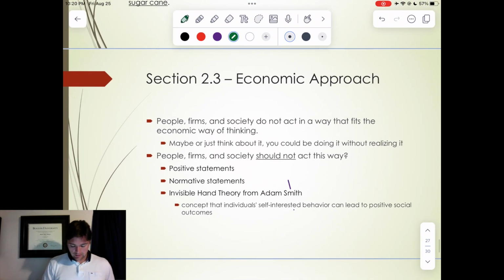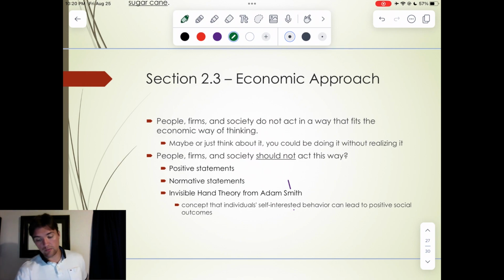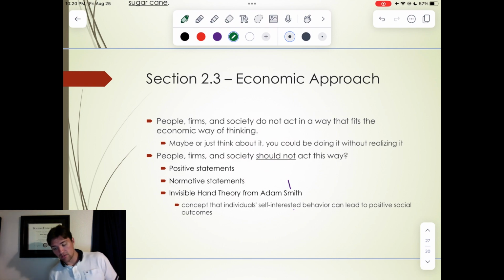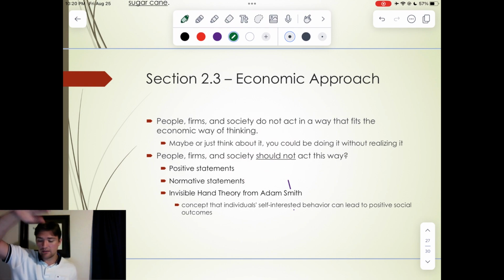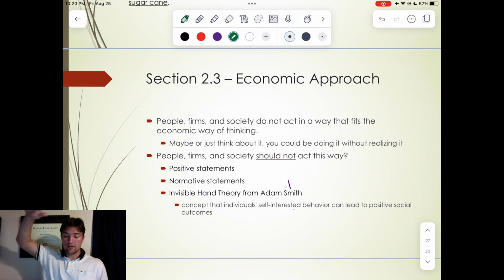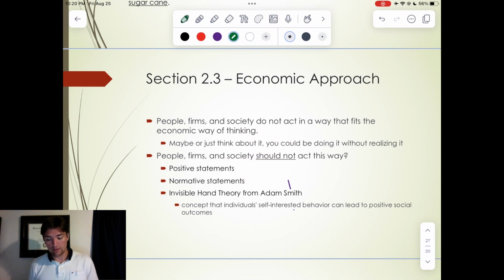Now, in economics, there's different economic approaches that we can take. Some people will look at all this information that we just covered, and they're going to say, well, people, society, they don't act in that way, that fits in that economic way of thinking. And maybe, or you can just think about it. You could be doing it without even realizing. Why would you do anything? Well, because I like to do something. There we go, you have more benefit than it cost you. So even though you may think it doesn't apply, it really does.